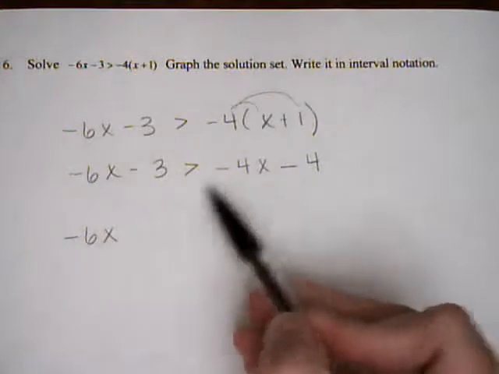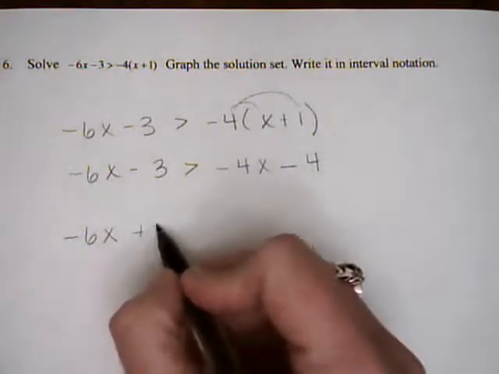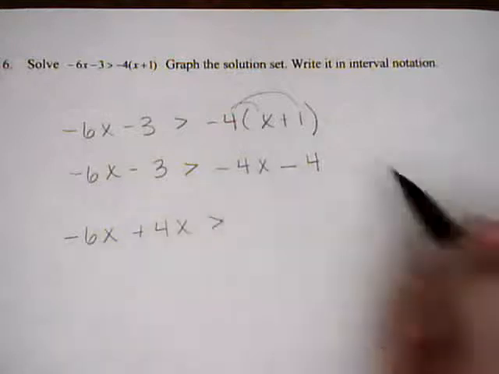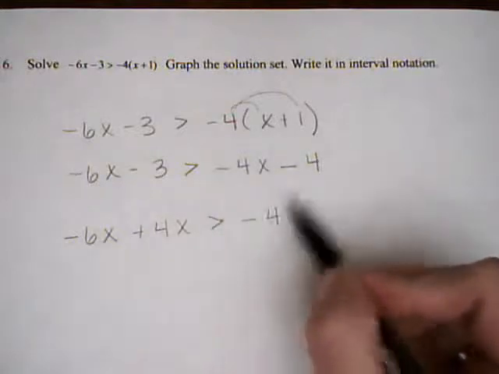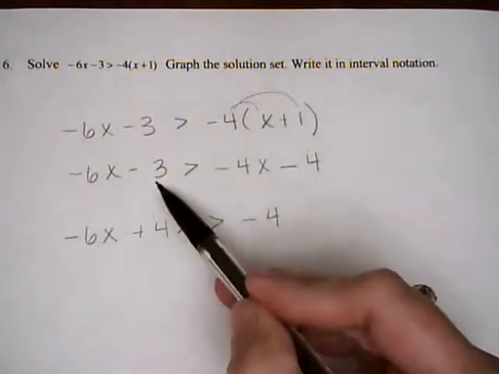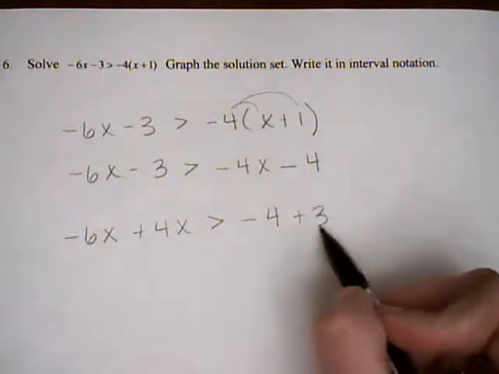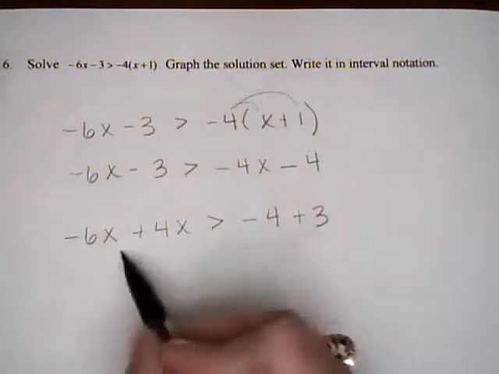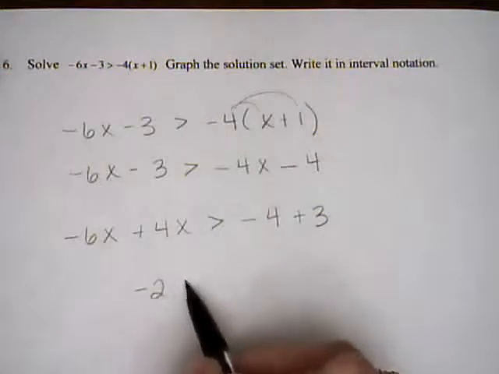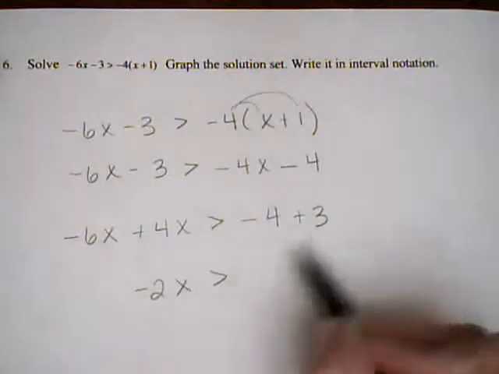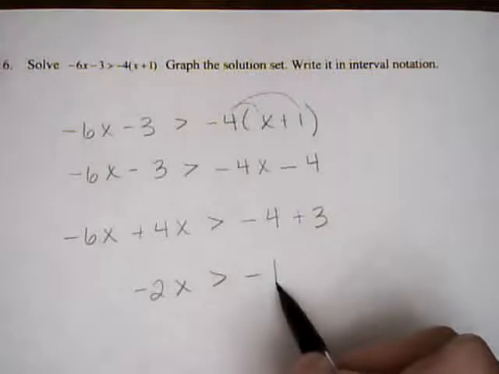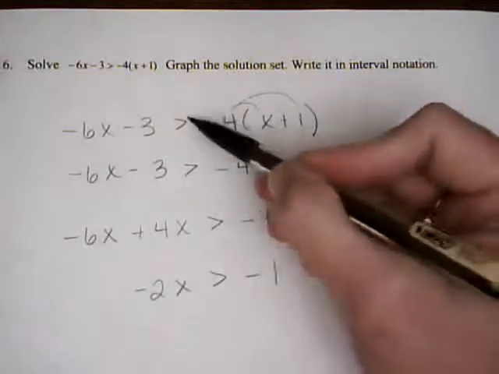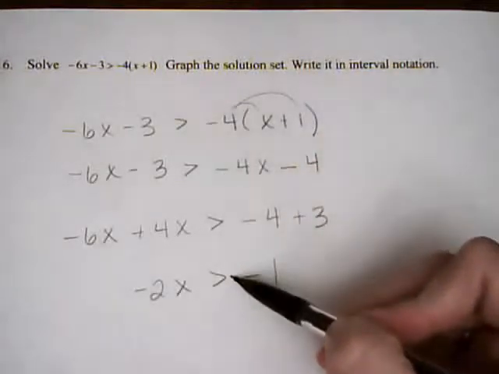We're going to move the negative 4x over, which is going to make it a positive 4x. We already have a negative 4. Bring the negative 3 over, which is going to make it a positive. Okay, so that's going to give me negative 2x is greater than negative 1. Okay, then my last step, notice I've kept these the same all the way down.